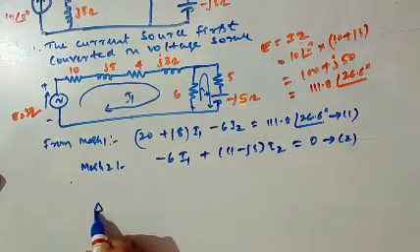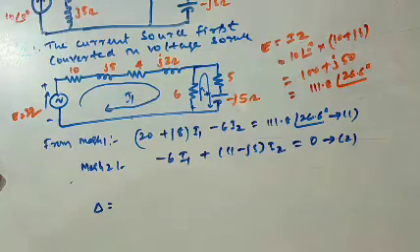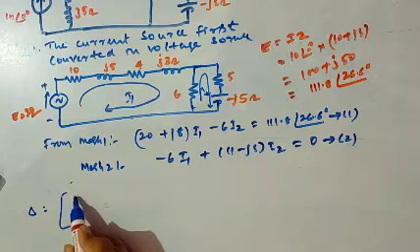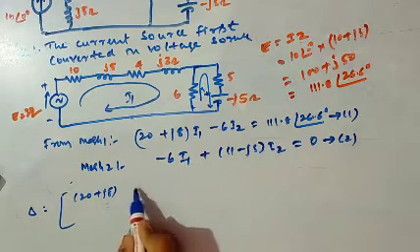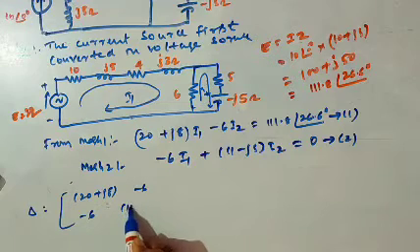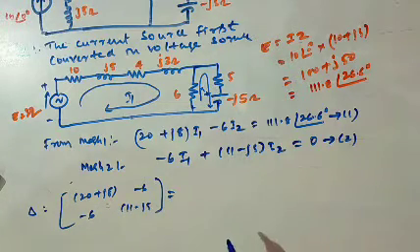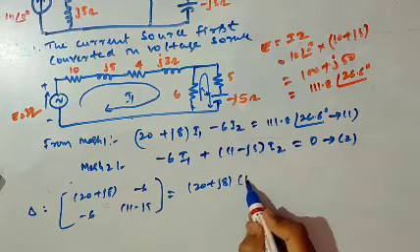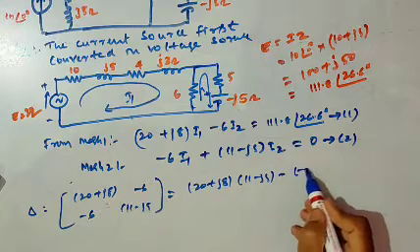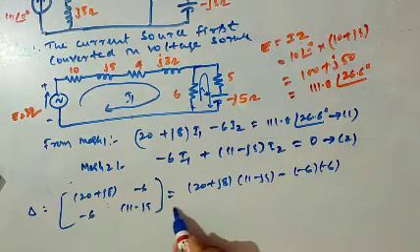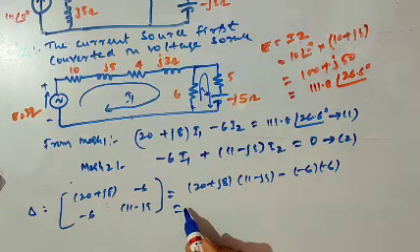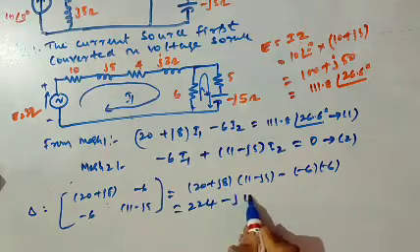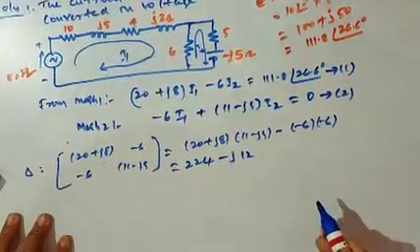So delta is equal to the determinant with first row 20 plus J8 and minus 6, second row minus 6 and 11 minus J5. This is delta. It can be written as 20 plus J8 times 11 minus J5, minus minus 6 into minus 6. The solution of this delta is 224 minus J12.